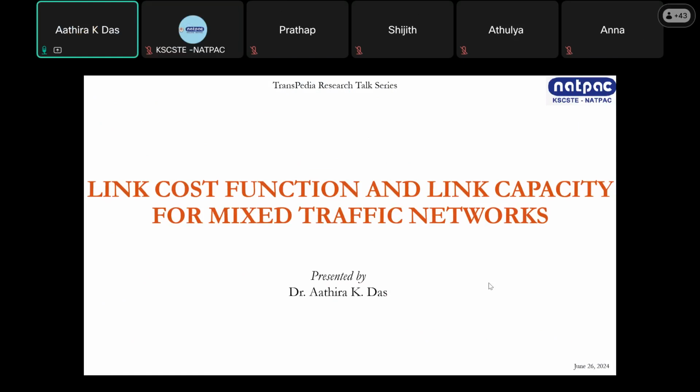So, good morning, everyone. I'm presenting here a topic that is part of my PhD thesis, the link cost function and link capacity for mixed traffic networks.